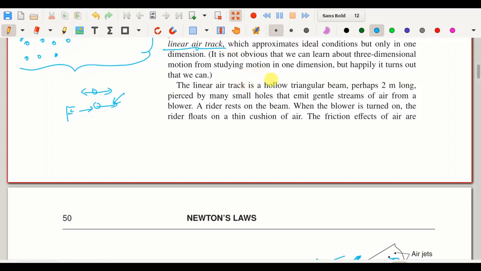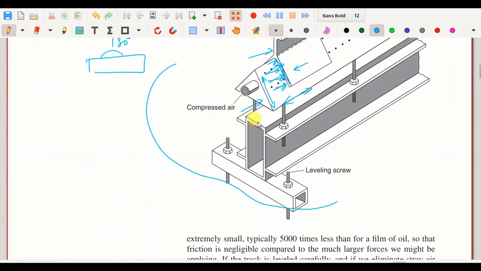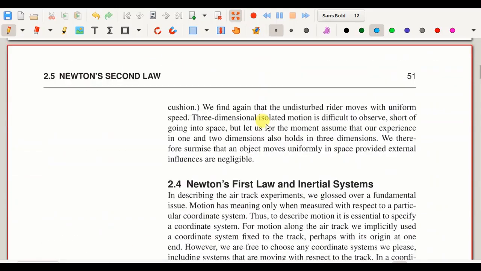The linear air track is a hollow triangular beam, and I have given you the thing. Okay, and now you can use it, so I am not going to do it.